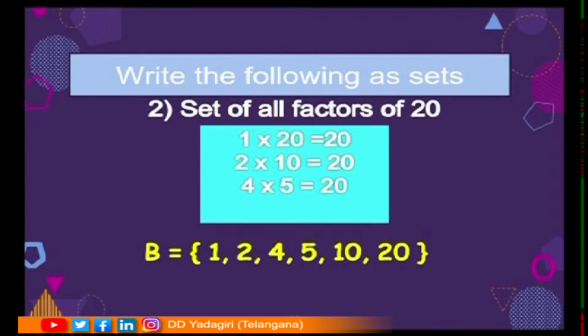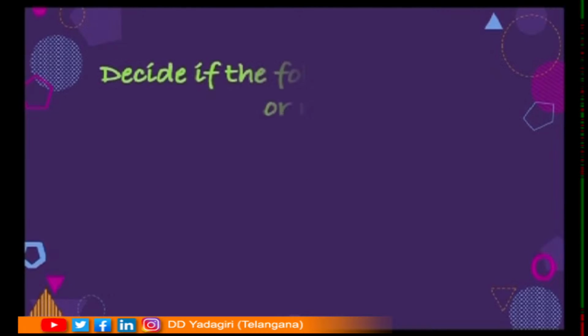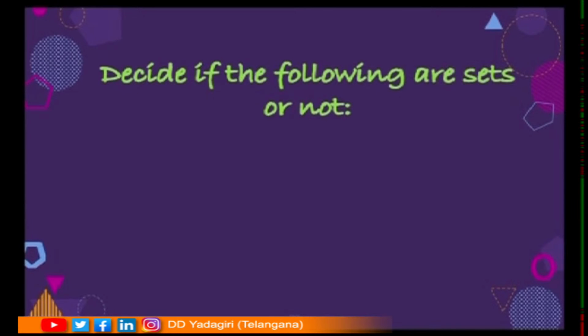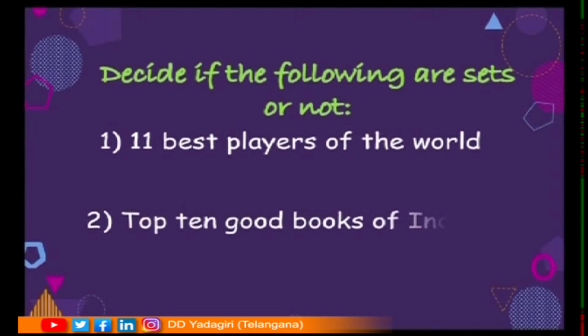Now, can we consider all the collections as sets? Terms like best, good, intelligent, smart, beautiful, handsome, pretty are subjective. Subjective means they depend on the individual. So, such collections cannot be called sets as they are not well defined. Let us try and decide if the following are sets or not. 11 best players of the world, top 10 good books of India.